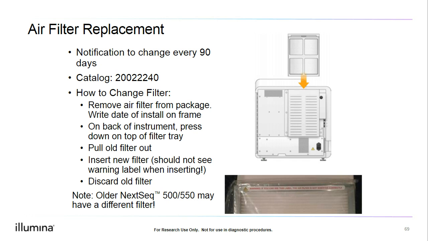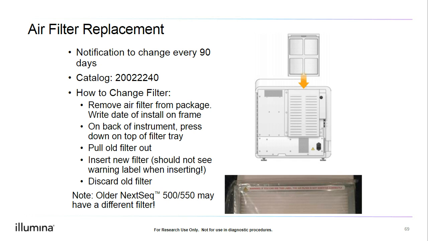First, mark the frame to indicate the date it was changed. From the back of the instrument, press down on the top of the filter tray to release the tray open. Grab the top of the old air filter and pull it out completely. Then reinsert the new air filter. The air filter has an arrow that points toward the handle of the tray and is inserted as shown in the diagram in the upper right.